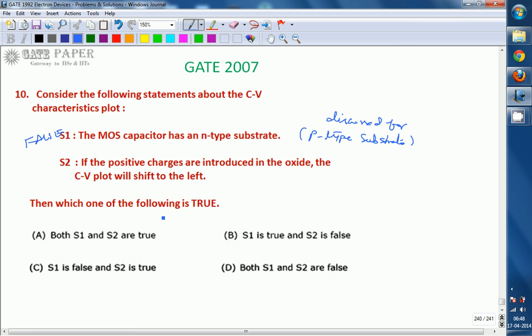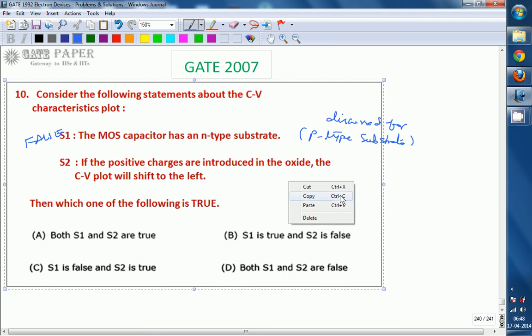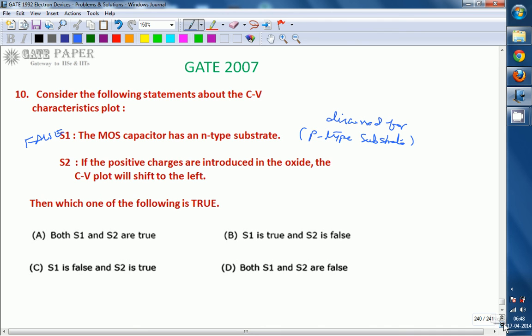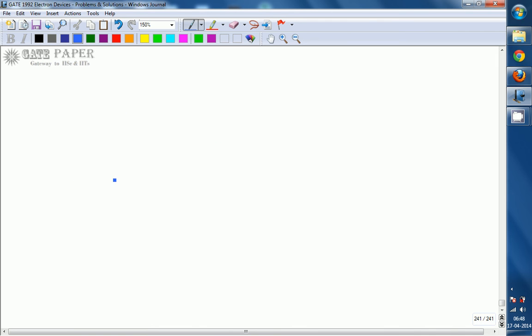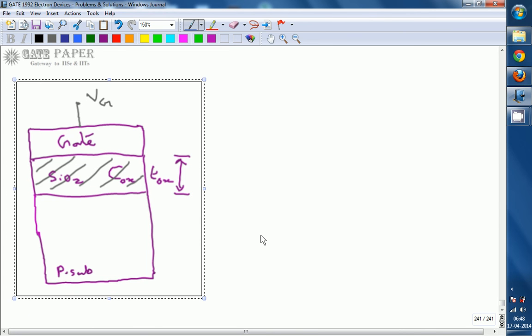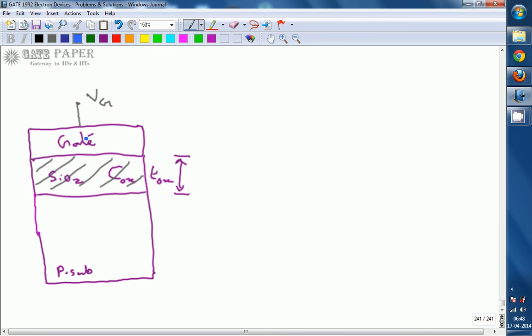Okay, next, statement 2: if positive charges are introduced in the oxide, the CV plot will shift to the left. Is it right or wrong? That you have to check. If positive charges are going to be introduced in the oxide layer, at that time the plot will shift towards the left.